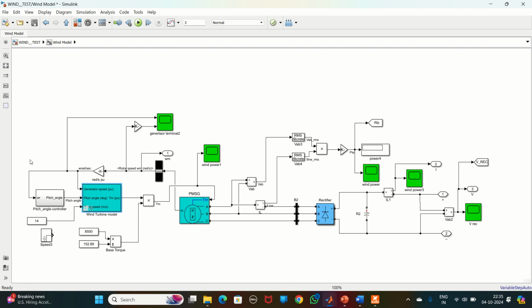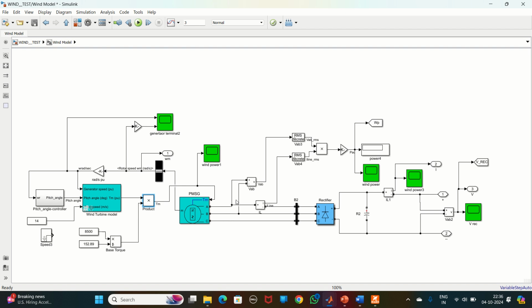This is currently not required for you. Just remember that if this block is compatible, then it's okay. Otherwise you can replace this wind turbine model and fix the speed to 14 meters per second. That is sufficient for you. After that, we are giving this mechanical power as input. You can observe here our mechanical torque, and we are going to get an output voltage.